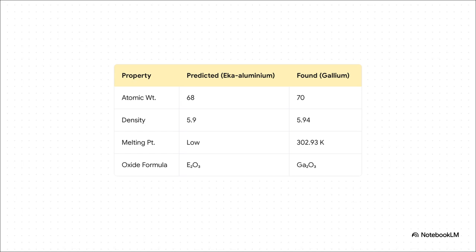And check this out. This is the proof, the reason he became legendary. He didn't just leave a blank spot under aluminum, he predicted, with stunning accuracy, the properties of this missing element he called Eka-aluminum. And just look at how ridiculously close he was. When gallium was discovered in 1875, it was a near-perfect match. This turned his table from just a chart into a legitimate predictive machine.